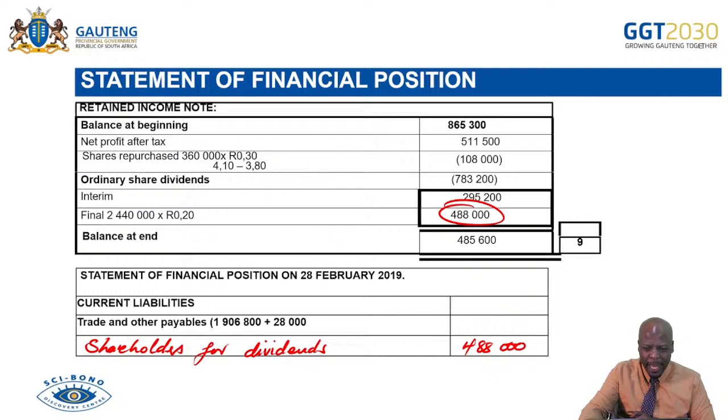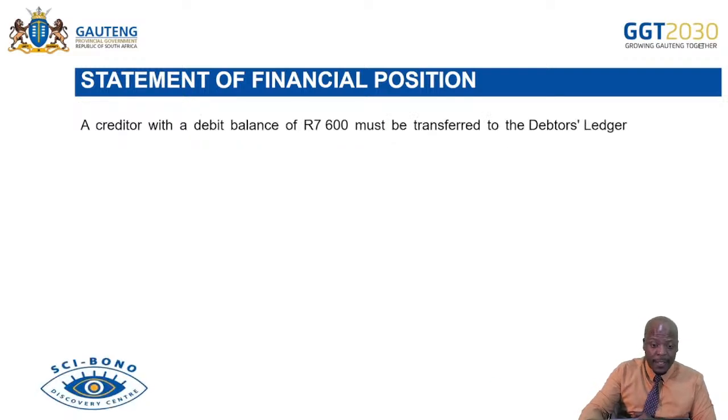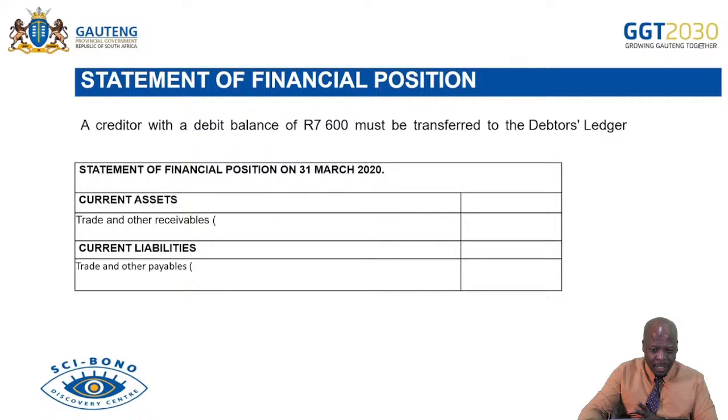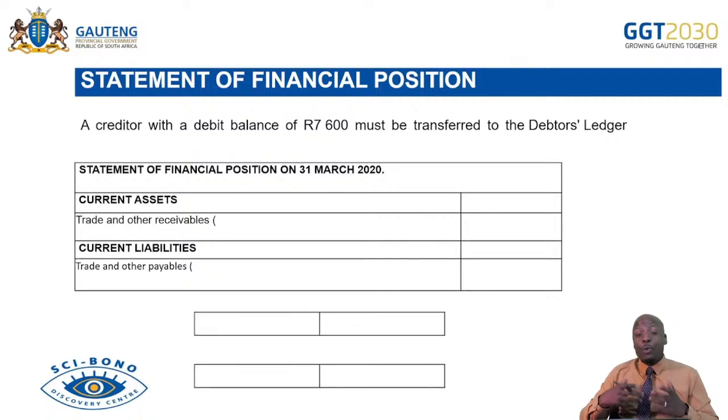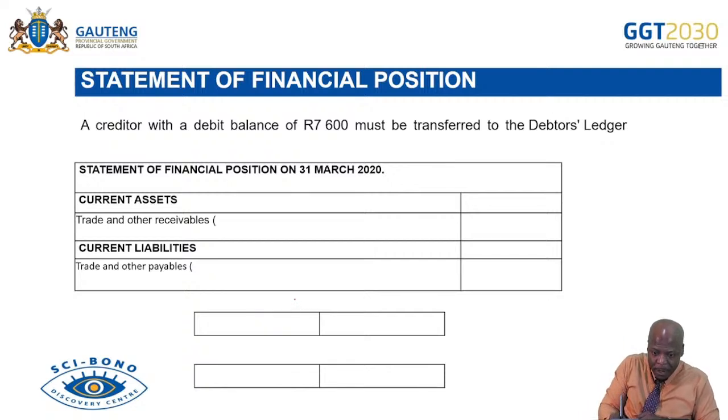My next one is a creditor with a debit balance of 7,600 that must be transferred to the debtors' ledger. So we have a creditor with a debit balance, and I know I'm going to record this in my statement of financial position. Let's do this practically together. A creditor means I'm going to open first my creditors ledger. This is a liability, so on the credit side it's going to be a plus, and on the debit side it's going to be a minus.